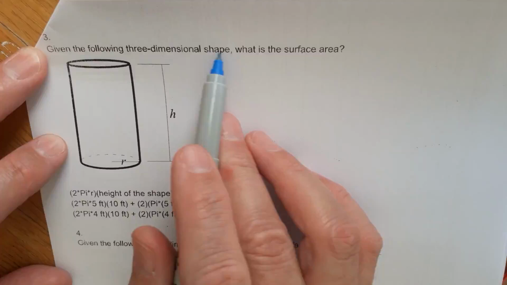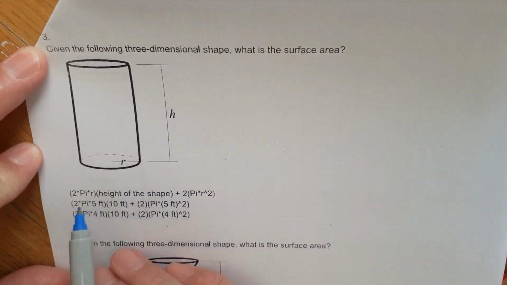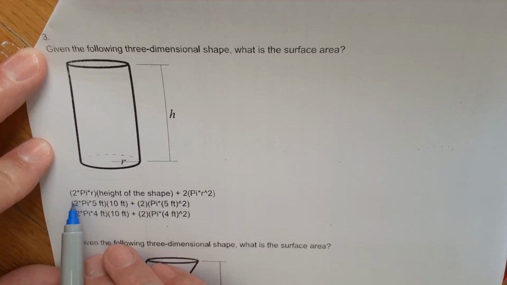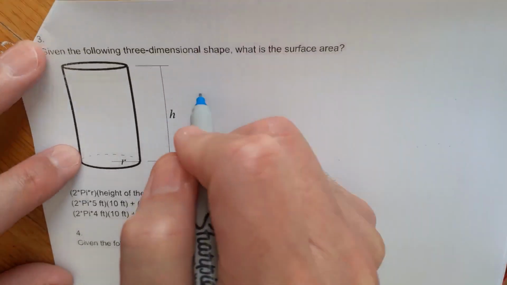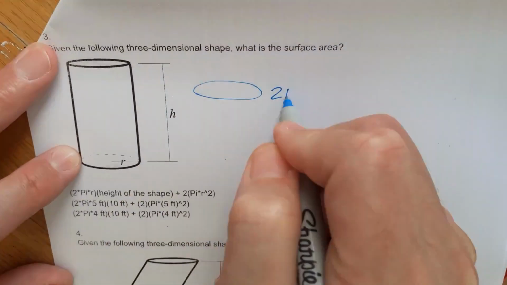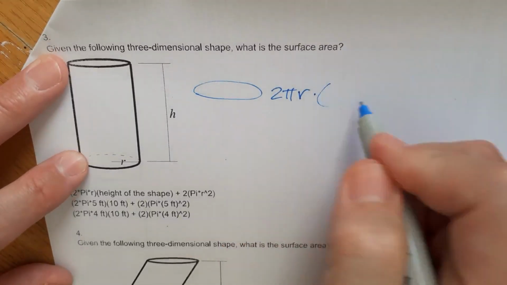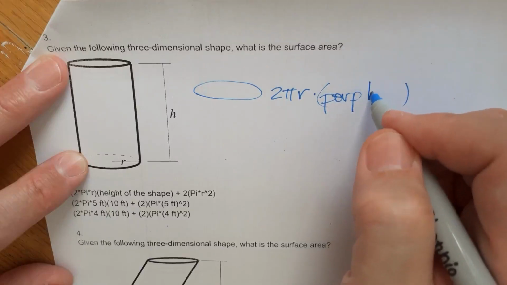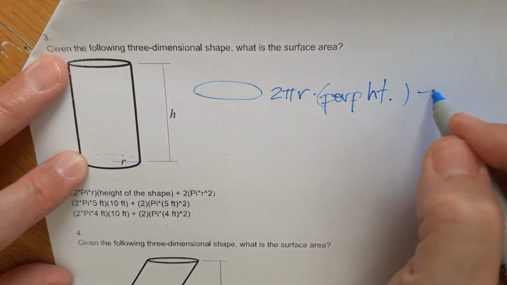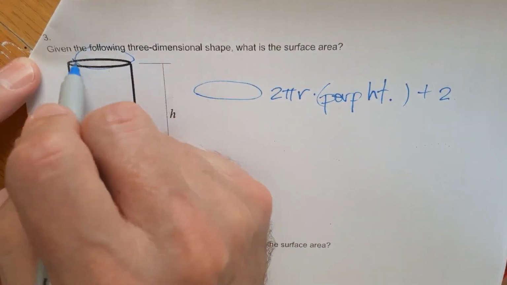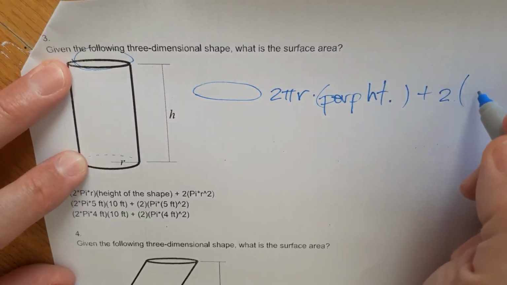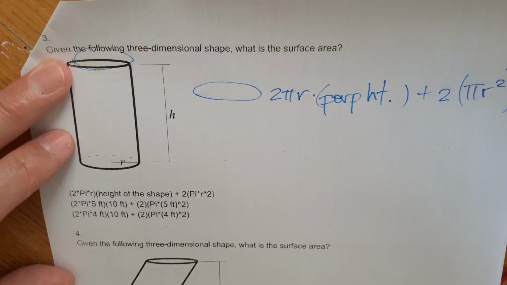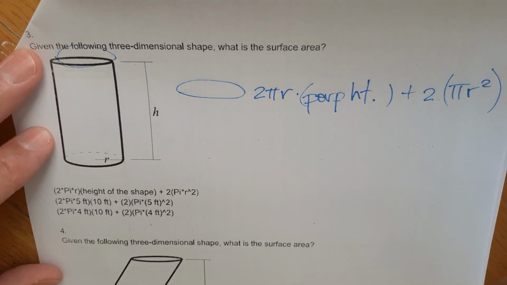All right, given the following three-dimensional shape, what is the surface area? Well, now they're actually dropping in a formula for this thing. So we have the circumference of a circle, which is 2 pi r, times, I'm going to put perp height, which is perpendicular height, plus 2 times the area of a circle, so 2 times pi r squared. And that's it. That's the formula for finding the surface area of the shape.